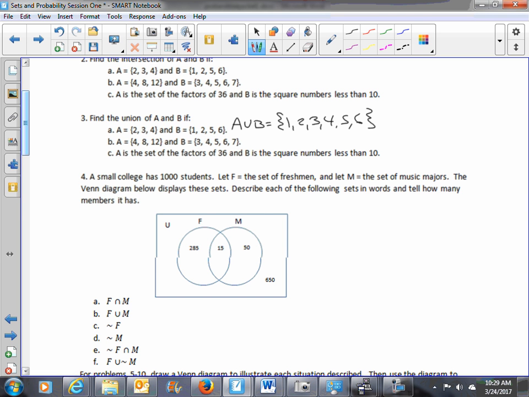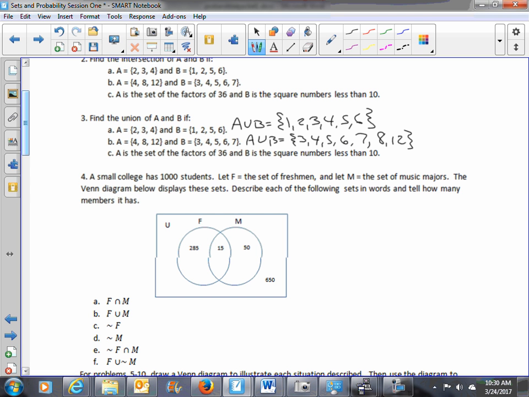B, find the union if A is 4, 8, 12 and B is 3, 4, 5, 6, 7. So A union B will be 3, 4, 5, 6, 7, 8, and 12. To get the union, you just pour everything into the union that's in either set.